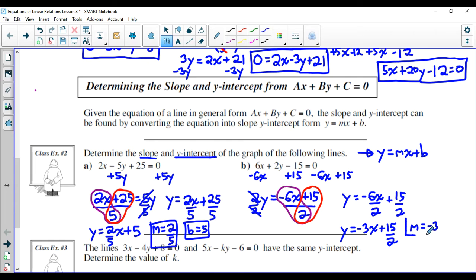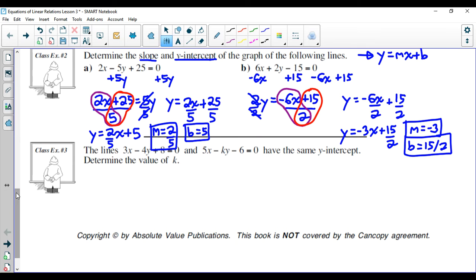So the term beside the x is the slope. So that's going to be m is equal to negative 3. And then the constant term is going to be the y-intercept of the graph, which is 15 divided by 2. Okay, so that's the unfortunate thing with the general equation. The general equation is not very useful in identifying what the slope and the y-intercept are. So you would need to actually take that equation and turn it into y equals mx plus b to determine that.